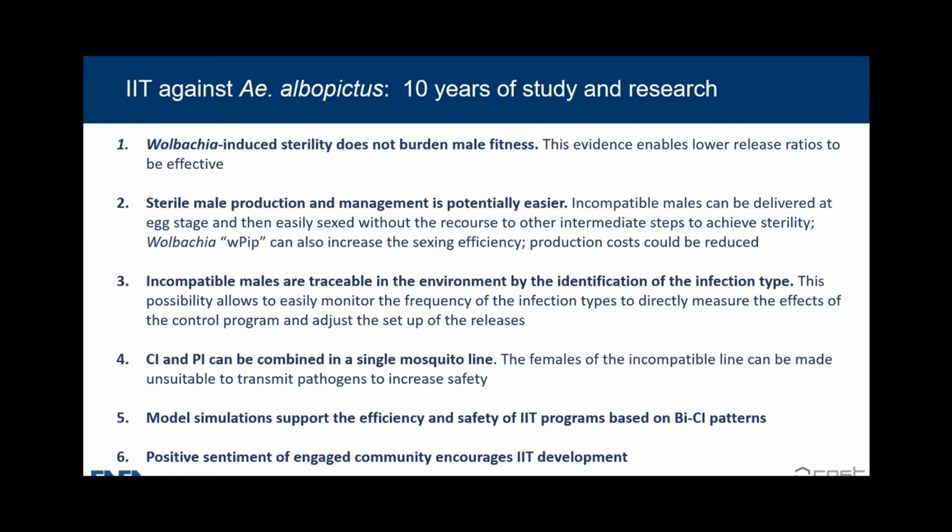In conclusion, I want just to summarize the most important points. Wolbachia-induced sterility does not burden male fitness in any case, because males are only conditionally sterile and not absolutely sterile. This evidence enables lower releases to be effective. Sterile male production and management is potentially easier, as I explained before, with the delivery over X. Incompatible males are traceable in the environment by the identification of the Wolbachia type. This possibility allows us to easily monitor the frequency of the type to directly measure the effect of the control program and adjust the setup of the release.